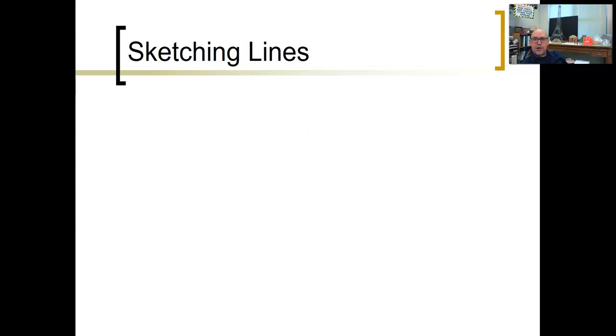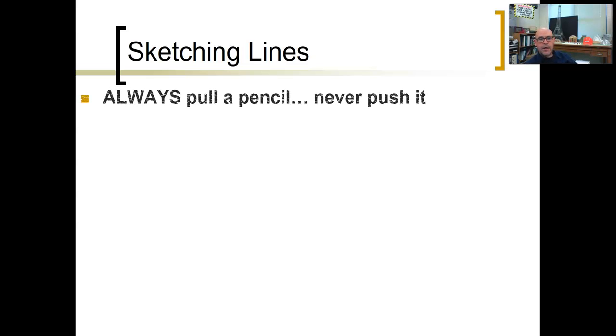So how do we sketch lines? By the way, I'm going to do another video. I'm going to show you this. So when we sketch lines, we always pull a pencil. We never push it, okay? Always take a pencil, and when we use it, we want to pull it along. If you're left-handed, there's nothing wrong with going the other direction.